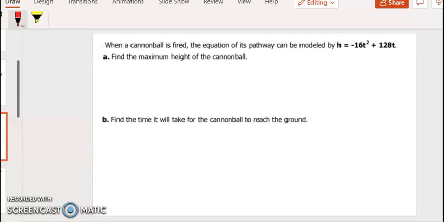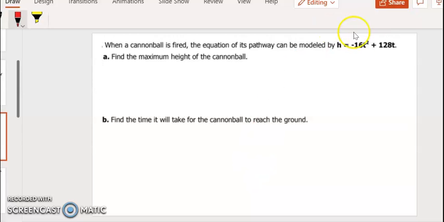Okay? Alright, so let's look at some more ways that we can use quadratics to solve questions. So here we have a cannonball is fired, and the equation for that pathway is negative 16t squared plus 128t. And t represents time. Okay? So it asks us for the maximum height, and it asks us to find the time it would take the cannonball to reach the ground.